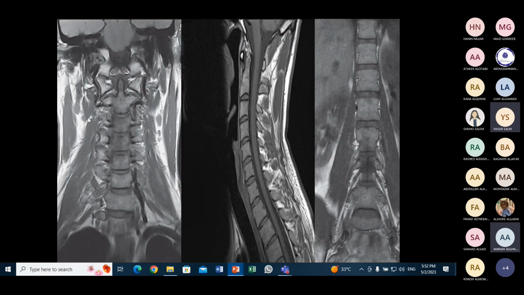This is a cervical spine coronal MRI T1, and this is a cervical sagittal MRI T1, and this is the lumbar T1.